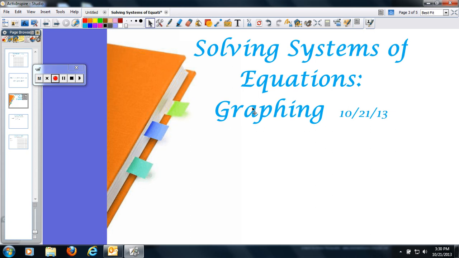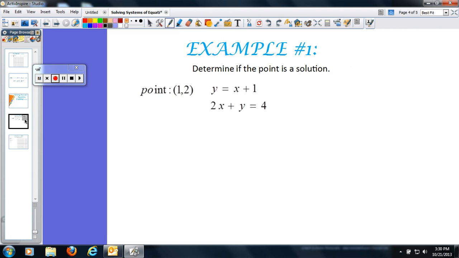We are now going to be moving on to systems of equations, and looking at what we're going to be working with first: graphing. Fun, fun, fun. So we're going to be dealing with systems of equations and we're going to be dealing with graphing. The first example we're going to do is start by just picking a point, and I'm going to ask you, does this point fit this system?